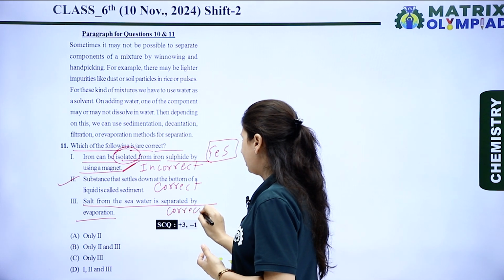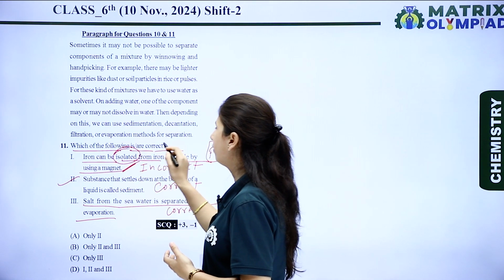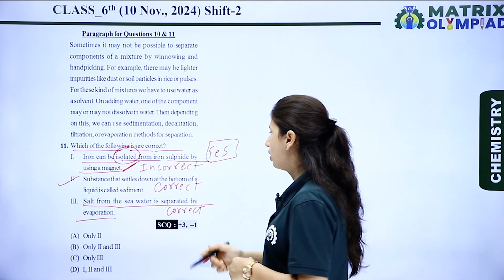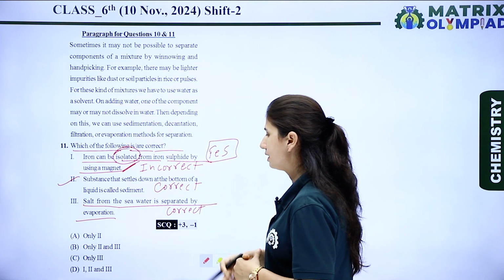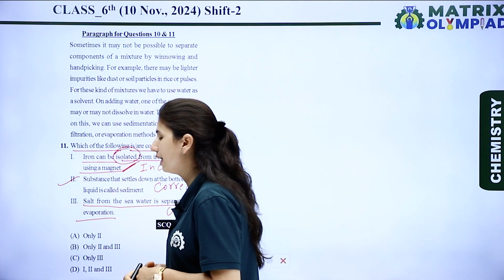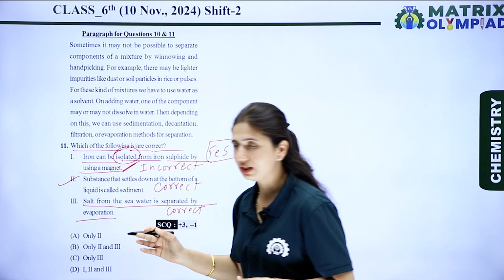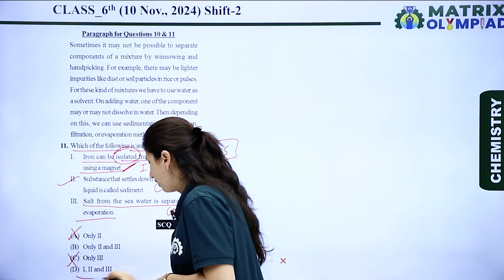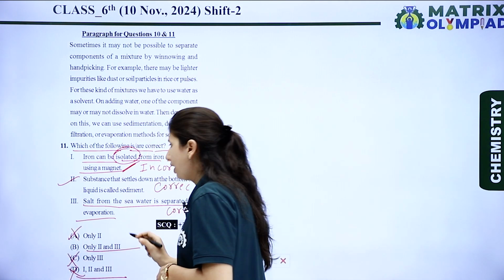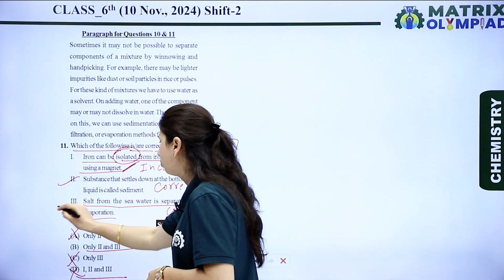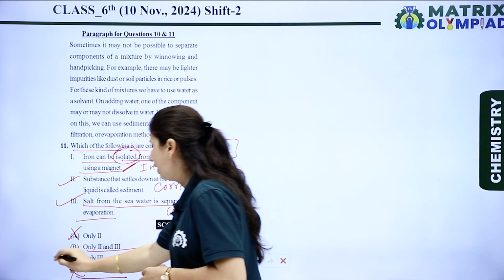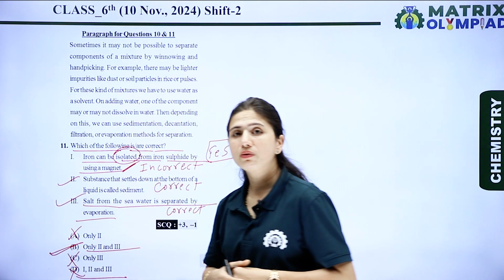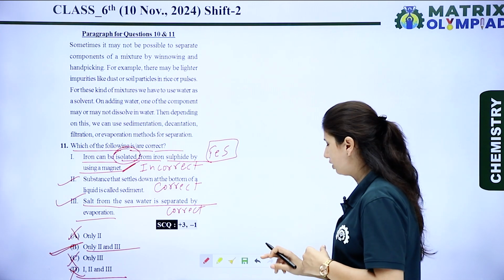Okay, now let's see the question. In the question, we have to find the correct statement. So the second and third are the correct statements and the first is an incorrect statement. Now let's see the options. Only first, only third, first, second and third, only second and third. Yes, second and third are both correct statements and the first is incorrect. So option B is the right option for this question.